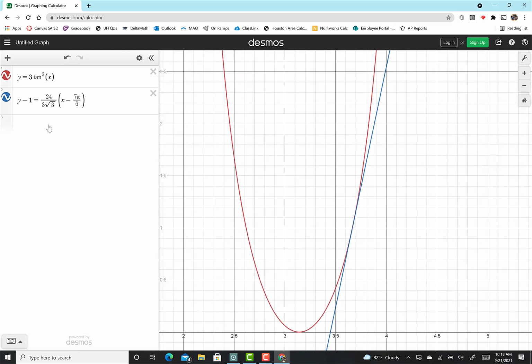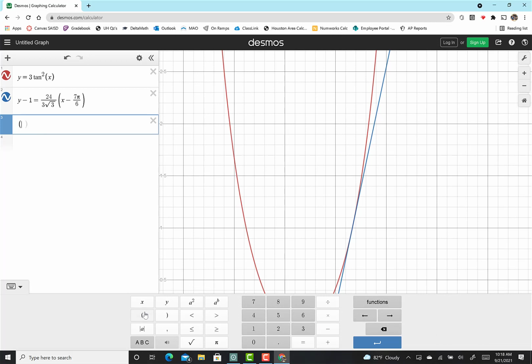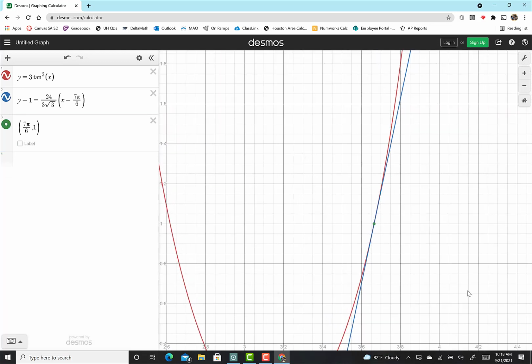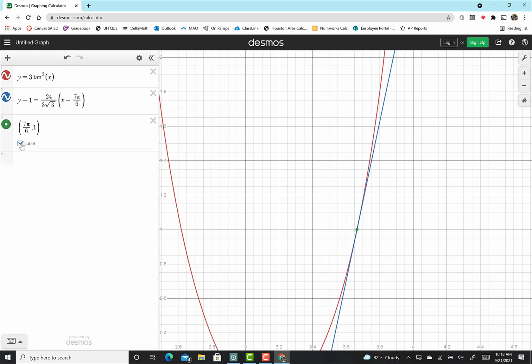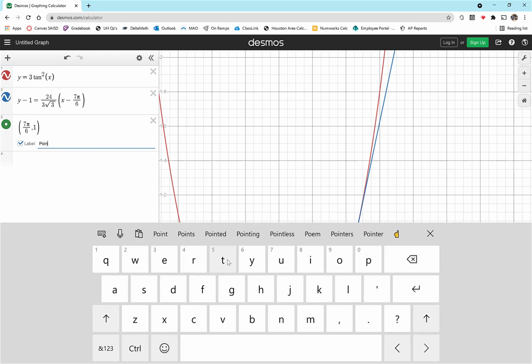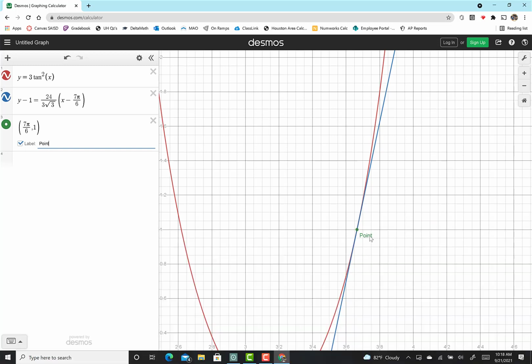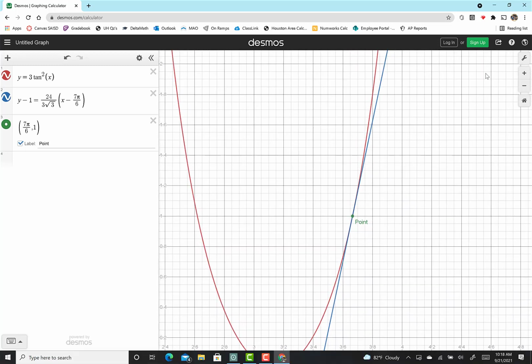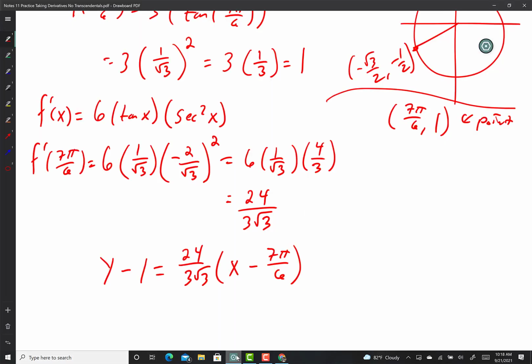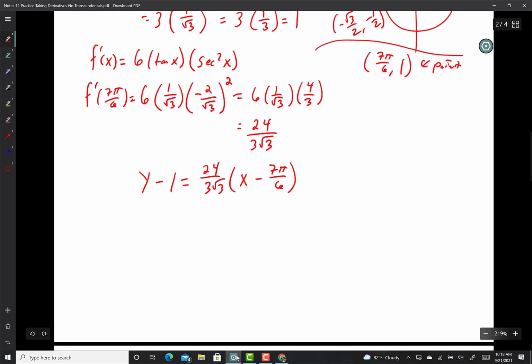Bam. I kind of want to see the point now. You know you can see a point on this? You can just type 7 pi over 6, comma, check it out. So we can see the tangent point, comma 1. Bam, look at that. Yeah, Desmos does a lot, guys. We can even label it. You can call it a name. Point. And look. All right. I thought that was cool. So Desmos is a very powerful tool there.